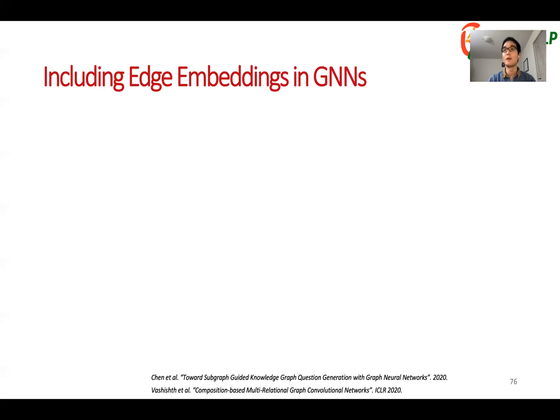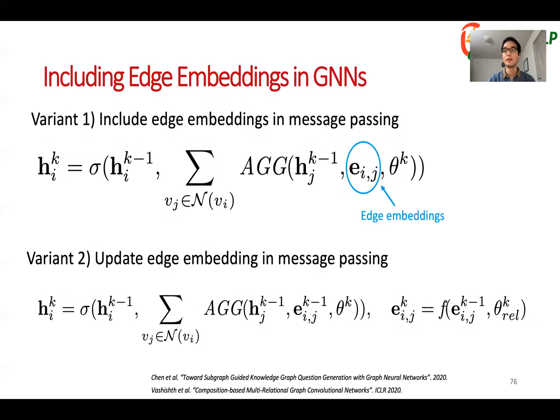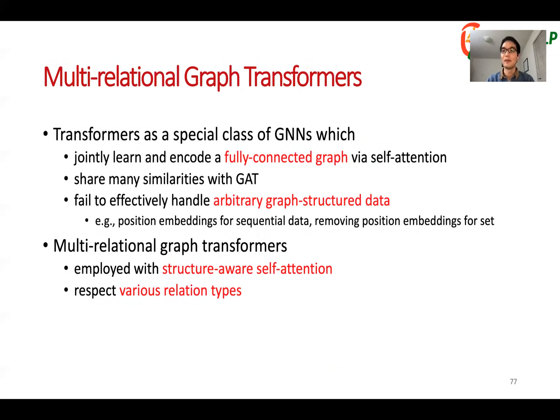The second type of multi-relational GNN explicitly includes edge embeddings in GNNs. Let's see two variants of that. In both variants, edge embedding e_ij participates in the node aggregation process. Compared to variant 1, variant 2 also updates the edge embeddings at each GNN hop.